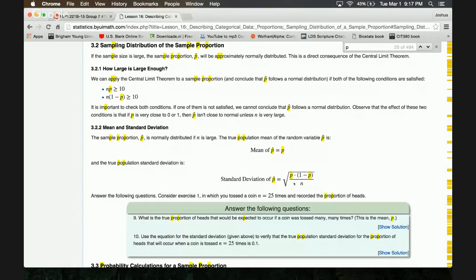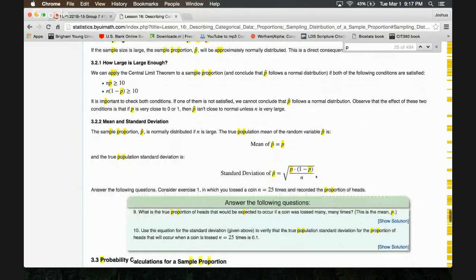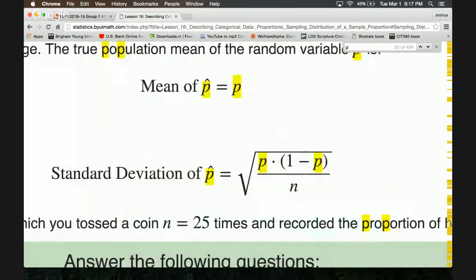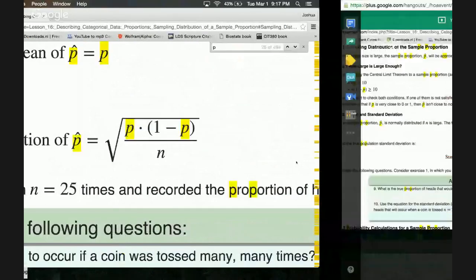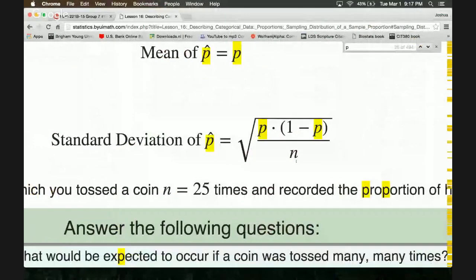I'm trying to see that equation. Will you read it to me? I can't really read it on your screen share. It's p times the square root of p, and then in parentheses p minus 1 divided by n. It's 1 minus p, not p minus 1. And you have to be sure to square root the whole thing. So you find your numerator and denominator, and then square root the whole thing after that.